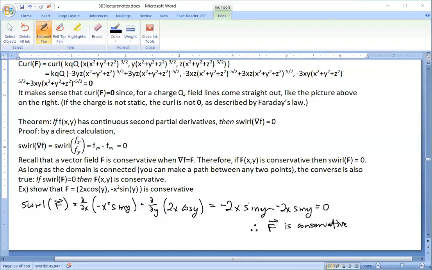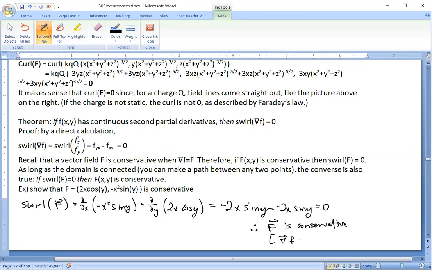F is conservative. And again, remember, F is conservative means that the gradient of some function f is our vector field.